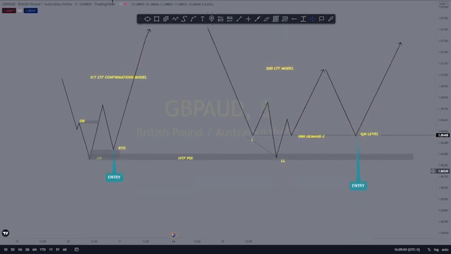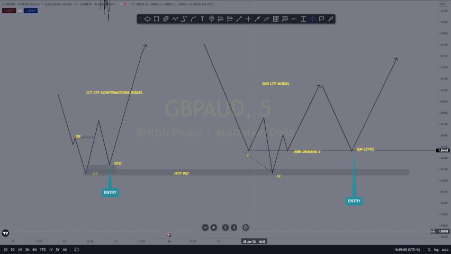So those were the ICT and the SND lower time frame confirmation models. Choose the one that fits you. It's not a must to use SND, not a must to use ICT. You can use the one that presents, because it's not always that SND will present; it can present the ICT confirmation model.